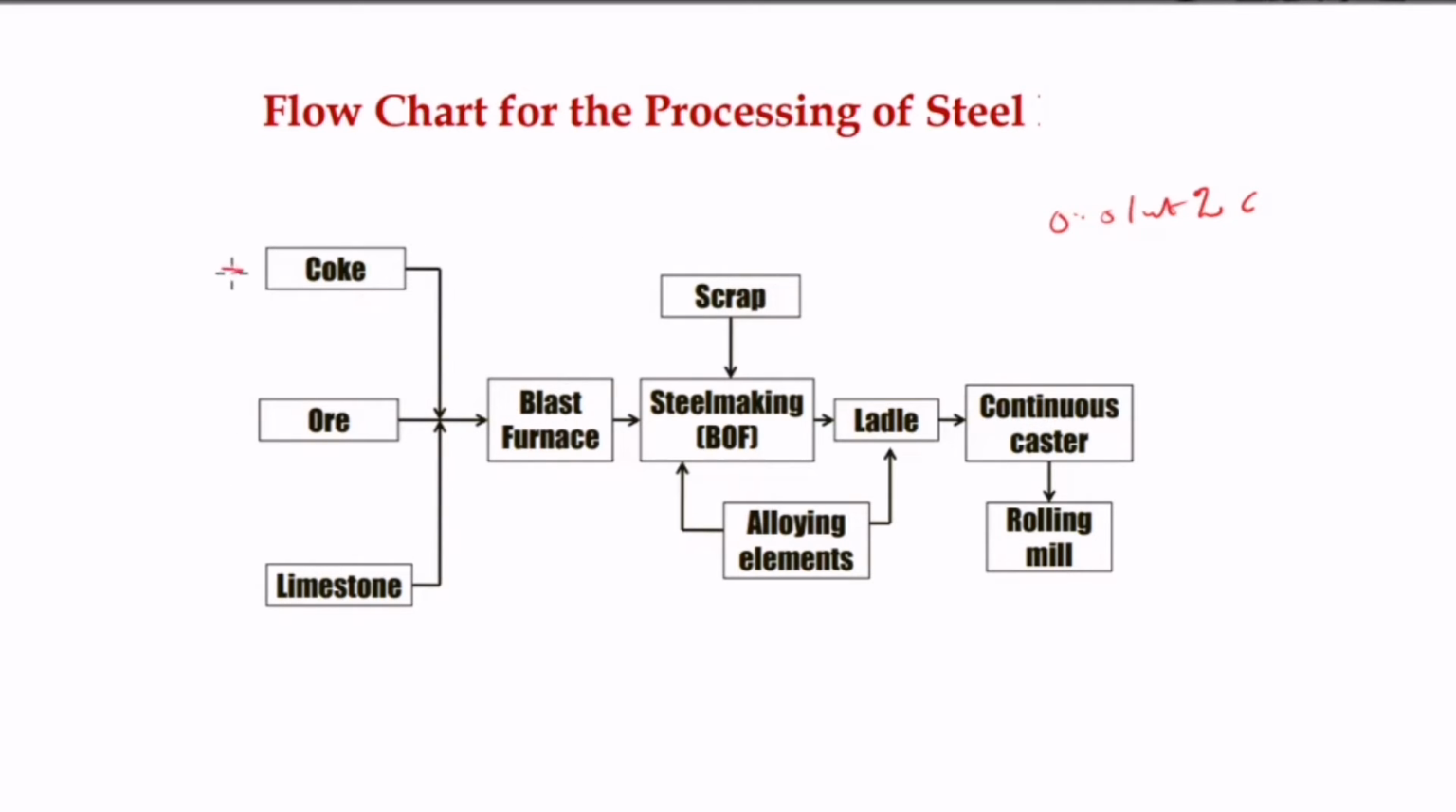So we have the coke, which serves three purposes: reducing agent, source of carbon, and fuel. We have the ore, and the limestone is added, and this is preheated and charged to the blast furnace. The blast furnace will heat and the reaction will take place, and what we get here is pig iron. Because at the end of the blast furnace, the product that we get is pig iron.